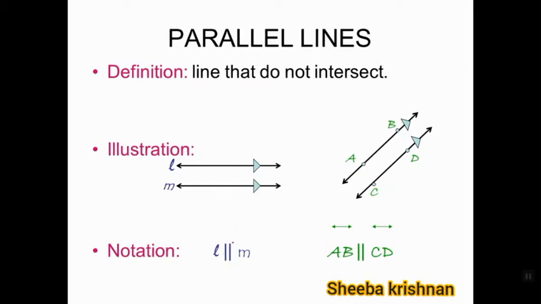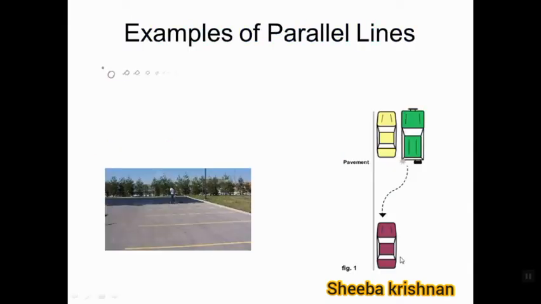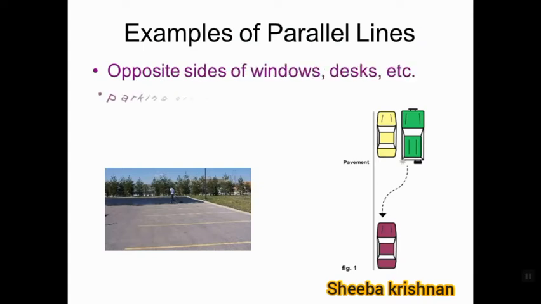We use this notation for parallel lines and read it as L is parallel to M, and line AB is parallel to line CD. Examples of parallel lines: opposite sides of windows, doors, tables, etc., and parking slots in a parking lot. These all are examples of parallel lines.